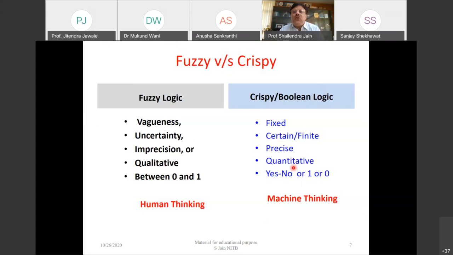So your inputs are certain, finite, very precise, and they are basically quantitative, either yes or no, 1 or 0. If I say high or low, there is a significant meaning: high means plus 5 volt, low means 0 volt, or practically something with some tolerance. So in fact, your machine thinking is crisp or Boolean, where you have to give the exact input, whereas human thinking works on fuzzy logic. It works on vague input, uncertain input.